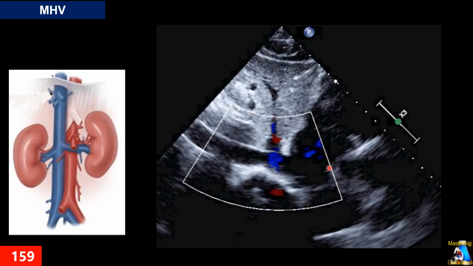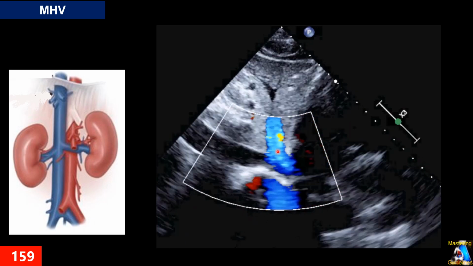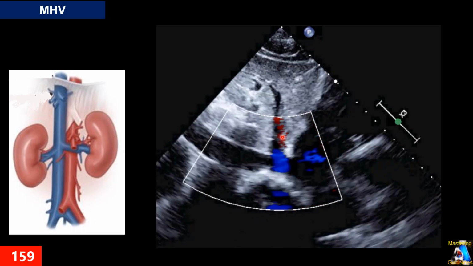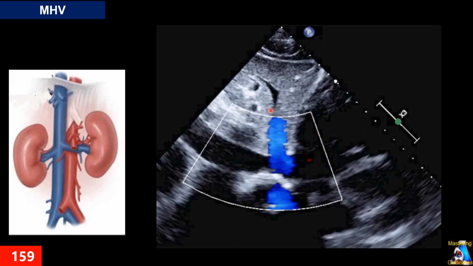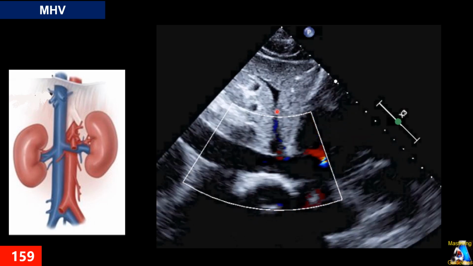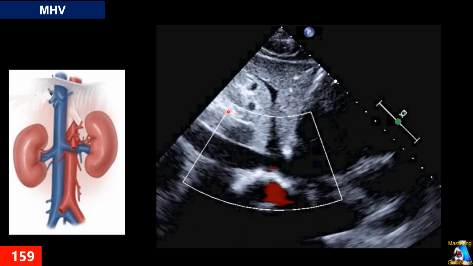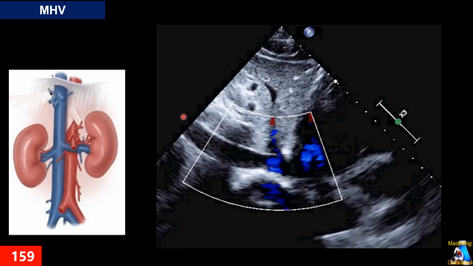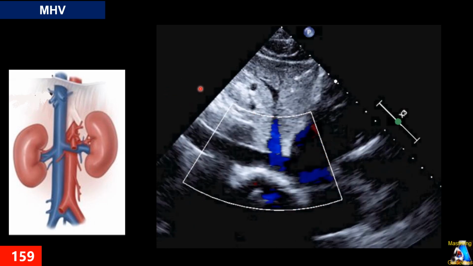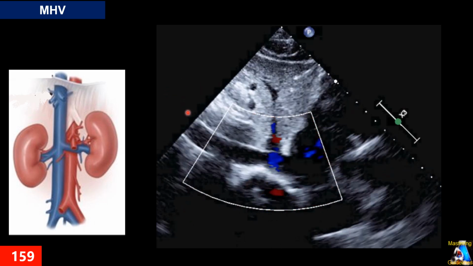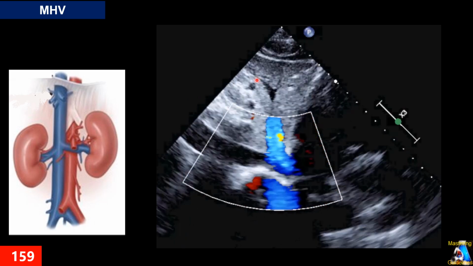For that purpose, we put the sample volume almost 1 centimeter before it connects to the IVC, and we make our sound beam as parallel as possible to the hepatic vein. Then we hit pulse Doppler and it gives us the middle hepatic vein waveform. The middle hepatic vein gives us a lot of information, especially in cases with pulmonary hypertension, the severity of tricuspid regurgitation, and even right atrial pressure measurement.